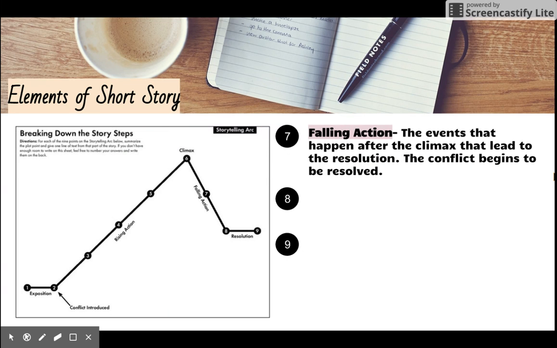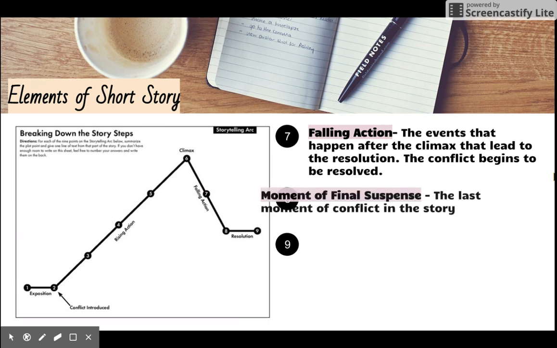Number 7, very similar to the rising action, but on the opposite side, is the falling action. And these are the events that happen after the climax that lead to the resolution. So the conflict begins to be resolved in the falling action.